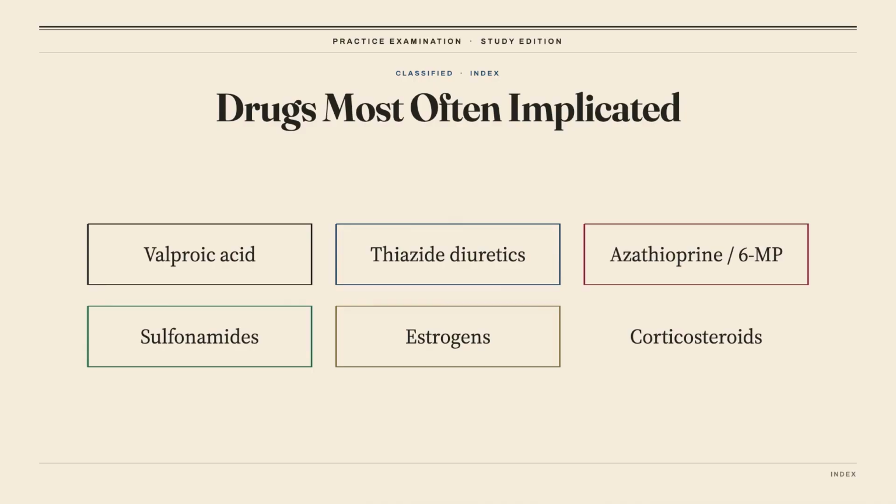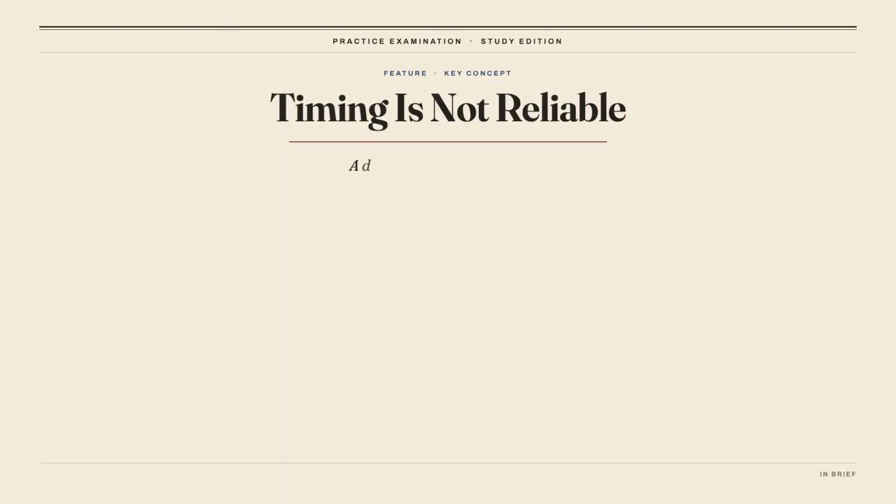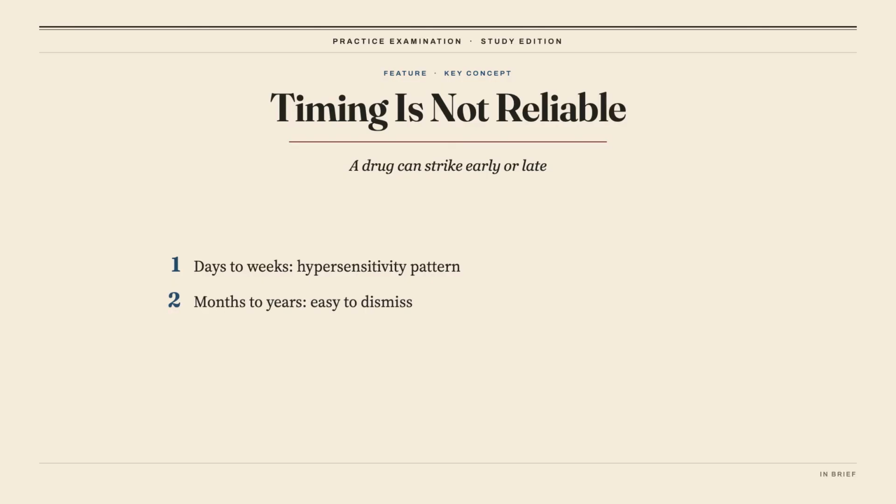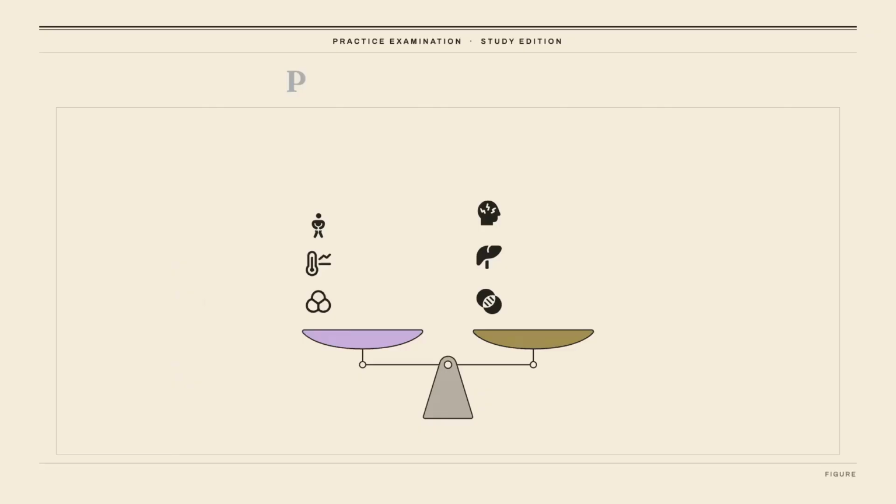Others trigger idiosyncratic hypersensitivity. And estrogens act indirectly by raising triglycerides high enough to precipitate pancreatitis on their own. Some cases appear within days to weeks, fitting a hypersensitivity pattern, while others emerge after years of stable use and become much easier to dismiss. A long duration of therapy does not exonerate a drug, and once it's identified, the action is simple: stop it, document it, and don't restart it later.